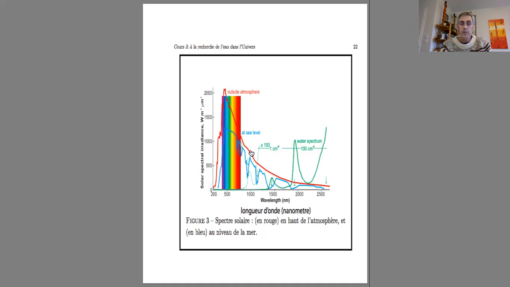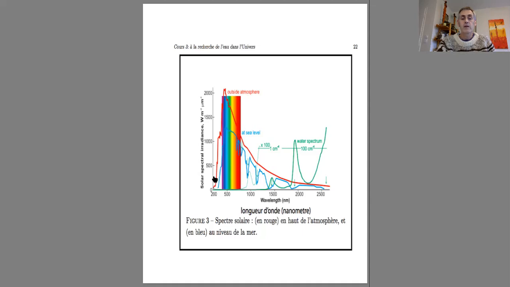the spectrum of light emitted by the sun as observed outside the atmosphere. So you need a telescope on a satellite outside of most of the Earth's atmosphere, so hundreds of kilometers above the surface of the Earth.